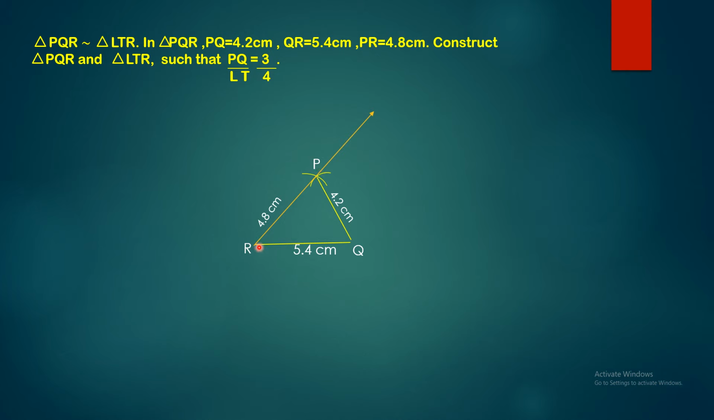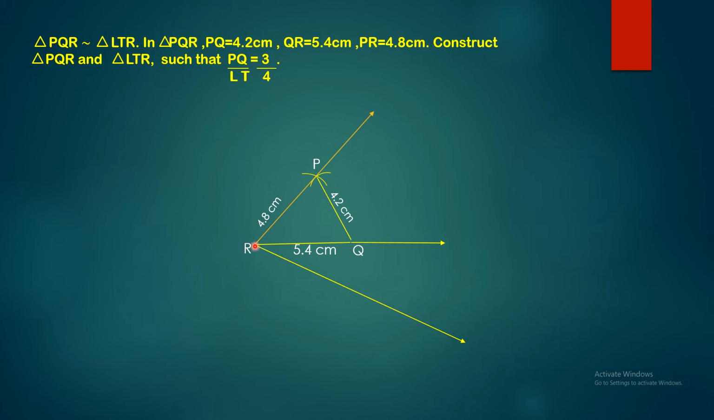Okay. Now, point R is common. So we have to draw one arc which will make an angle of 45 degrees or maybe 50 degrees. So make an angle of 45 degrees at point R below RQ. Like this, draw one ray. Now the ratio PQ upon LT is given as 3 by 4. That means 4 is a greater number than 3.